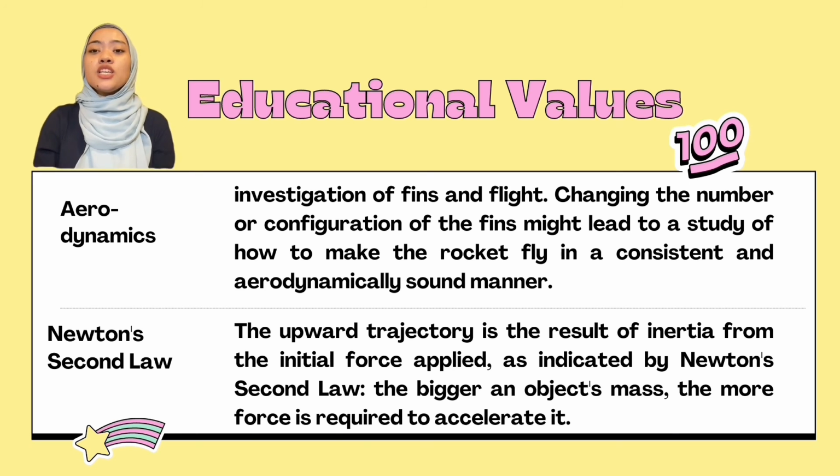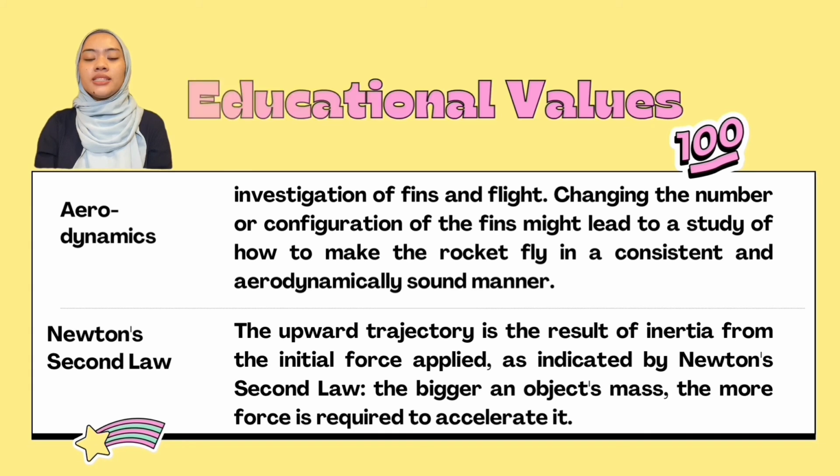Last but not least, students can also learn about Newton's second law in this toy. The upward trajectory is the result of inertia from the initial application of force. As described by Newton's second law, the greater the mass of an object, the more force is needed to accelerate the object. So in this case, when the rocket is heavier, it needs more force to be launched.